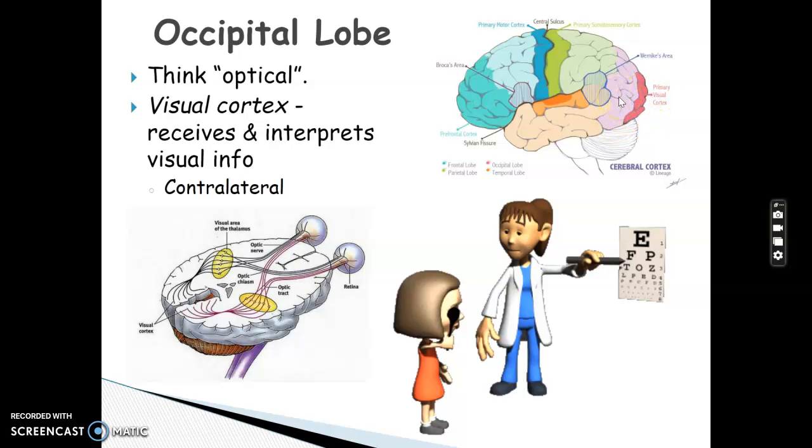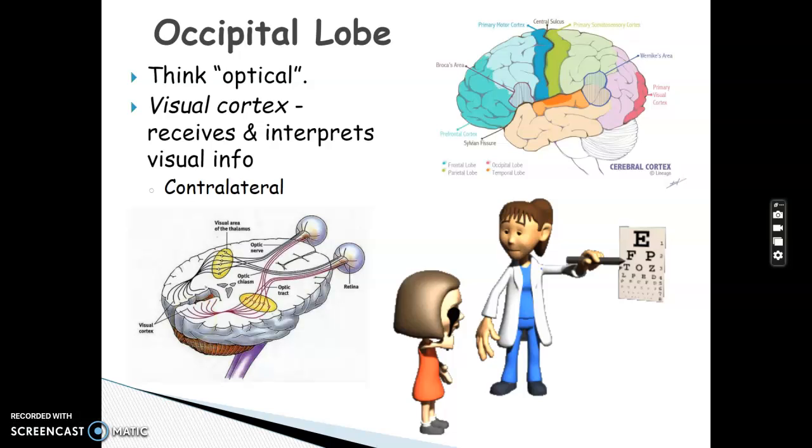This is where visual signals that come in through light entering our eyes trigger a neural signal that travels contralaterally. It crosses over right here, what's called the optic chiasm, through the thalamus, and then is sent back to the visual cortex to be perceived.